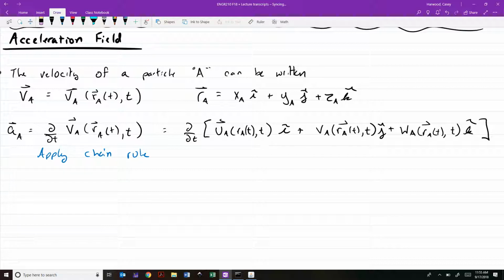I see. I did it. Let's do first just the x direction. That is, we're going to concentrate first on the x component of the velocity and its time rate of change.